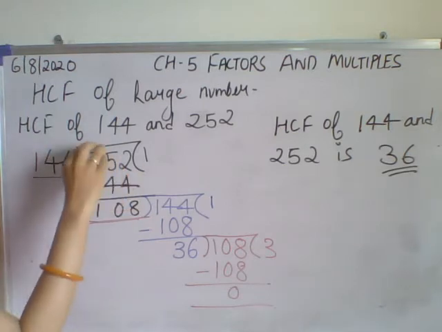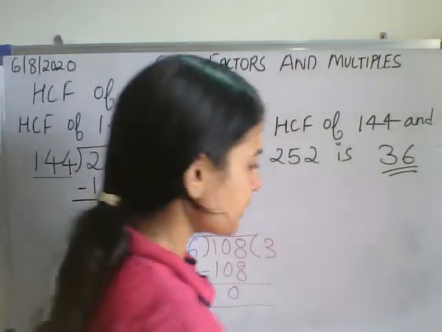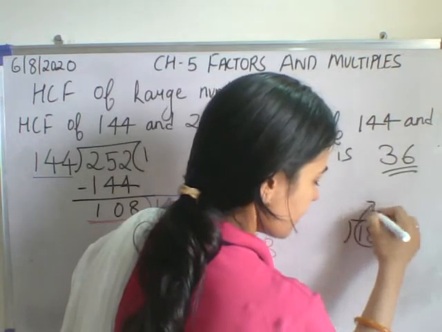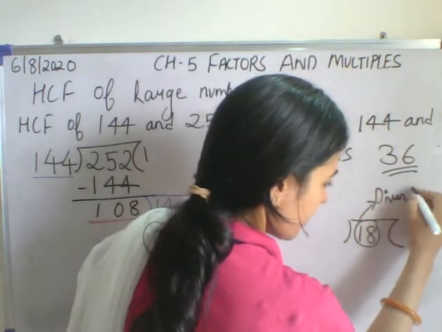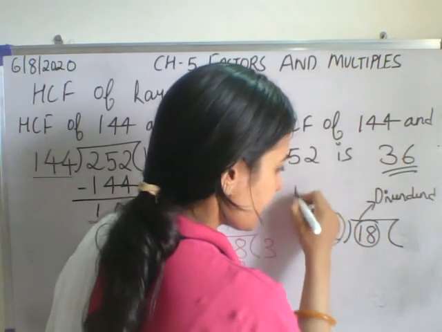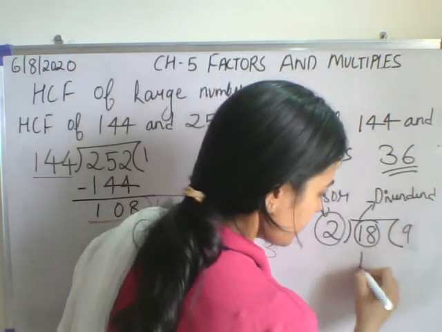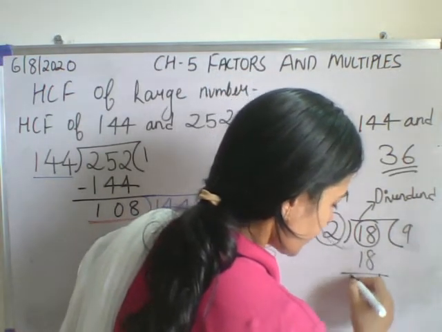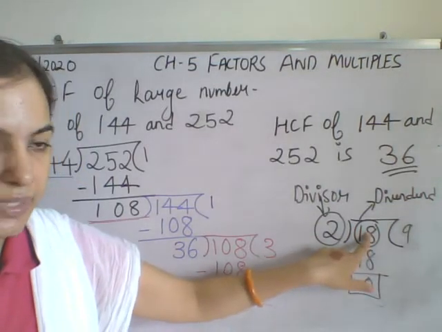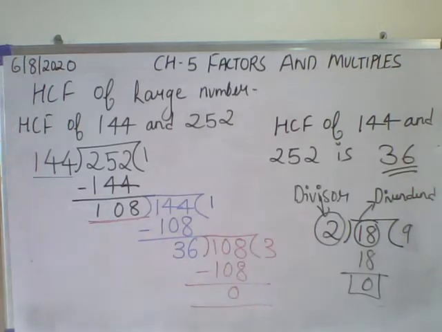Here whatever is written inside the bracket is known as the dividend. Yes, the number inside the bracket, like this 18, is known as the dividend. The number written outside the bracket is known as the divisor. And if you divide it and 0 comes, the 0 is the remainder. So inside the bracket this number is the dividend and this one is known as the divisor. Okay. Now come to this question.